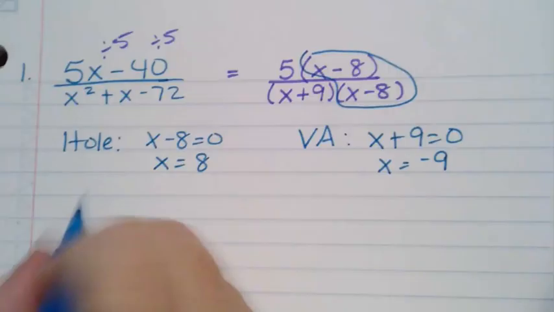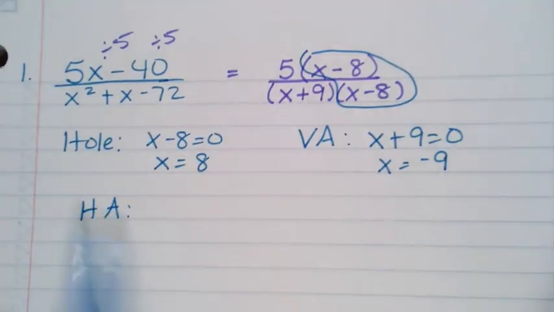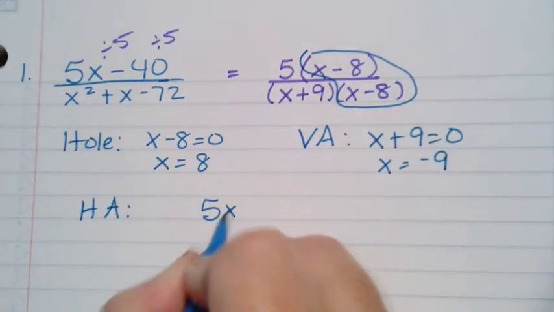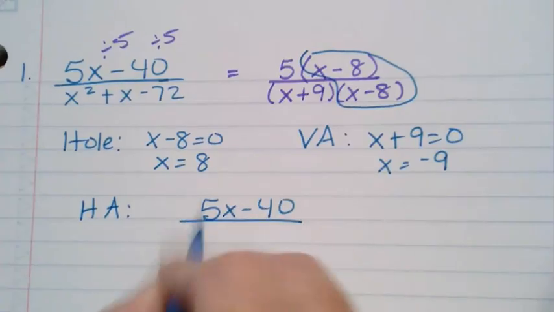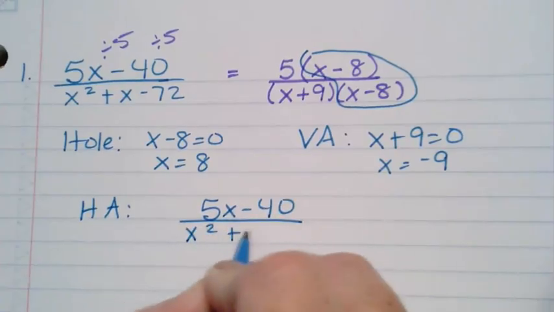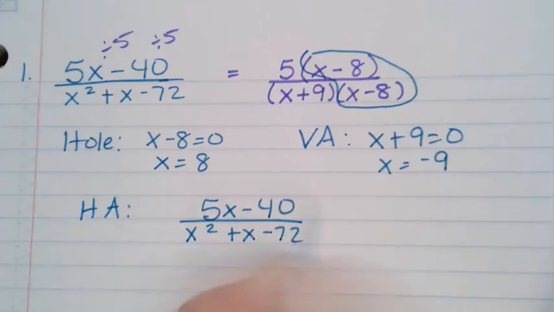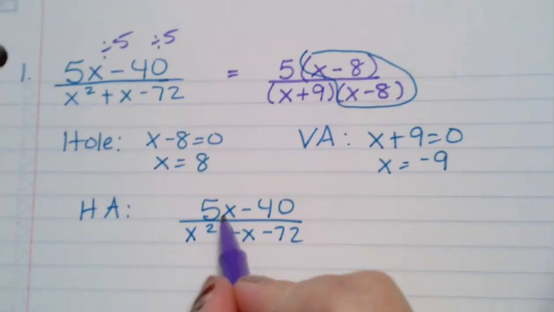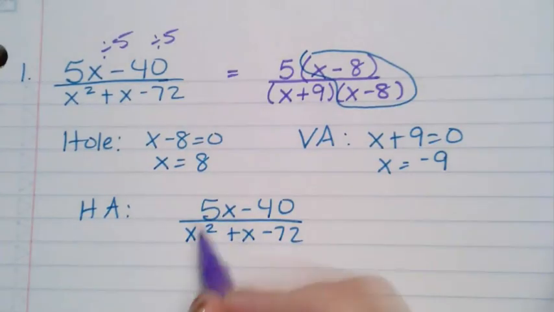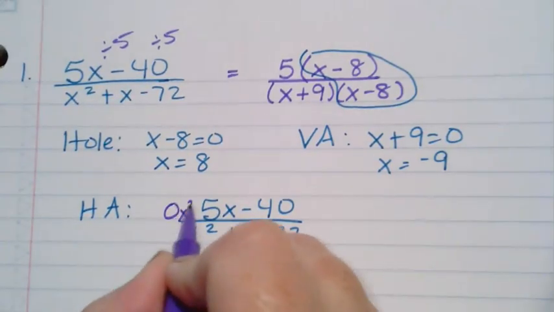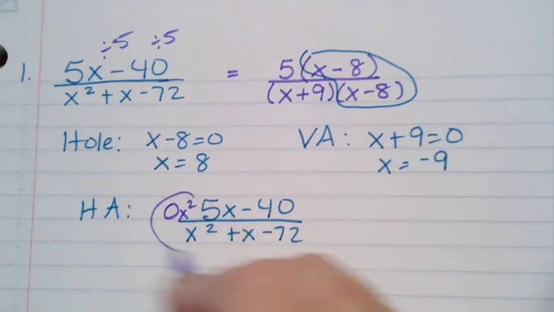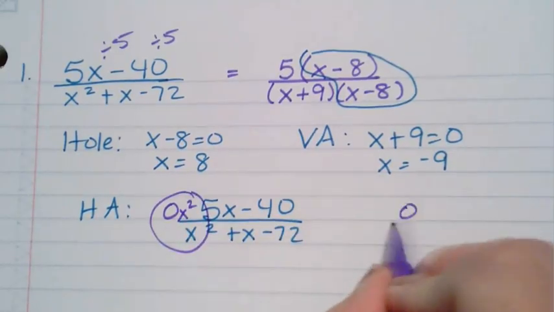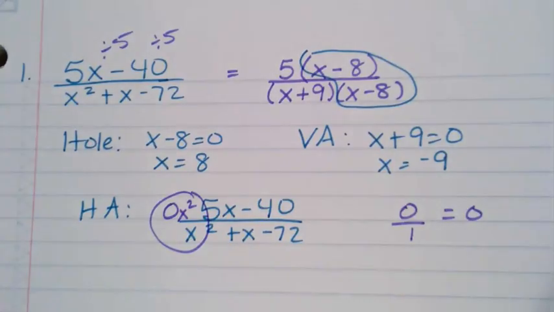Now last is your horizontal asymptote. I'm just going to rewrite the problem real quick. And this is where we only look at the numerator in the front, and we have to match our exponents. So you see here, I don't have a matching exponent. I have to make it. So my horizontal would be 0 over 1, or just 0. Okay, cool. Let's do another one.